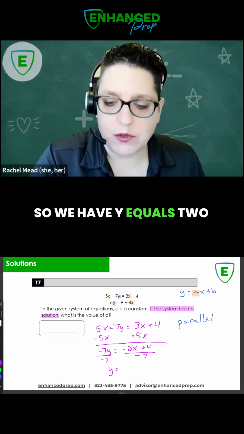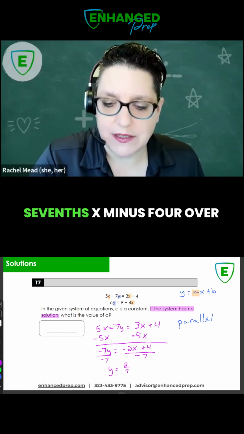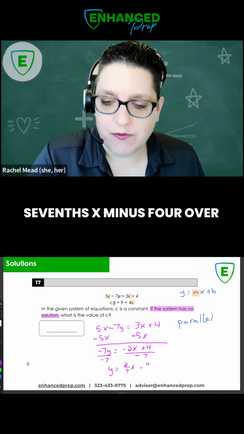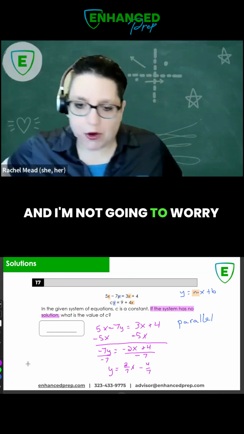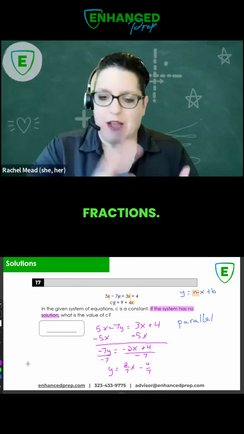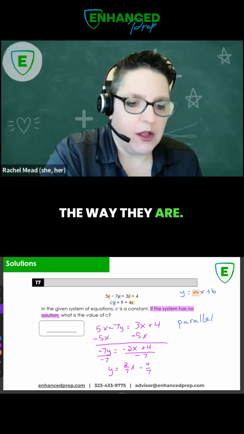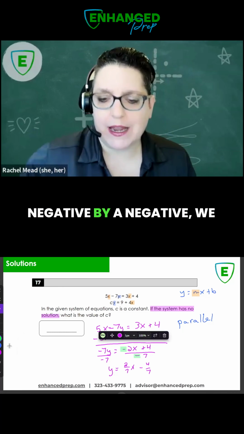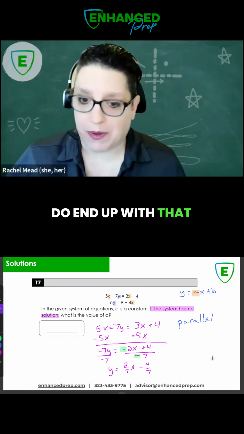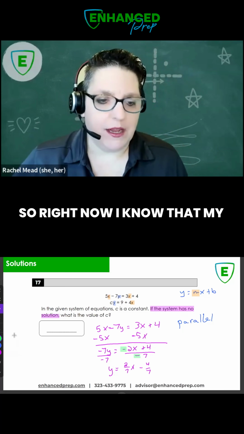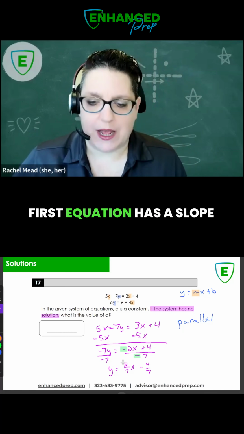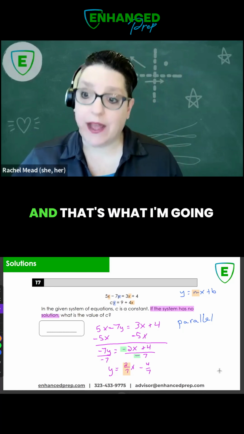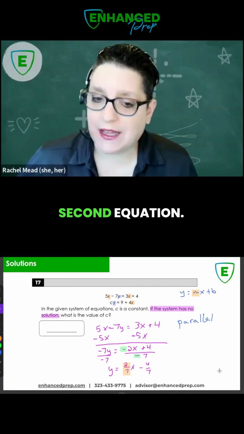So we have y equals 2/7 x minus 4 over 7. And I'm not going to worry about simplifying my fractions. I want to leave them just the way they are. But please remember that when we're dividing a negative by a negative, we do end up with a positive. So right now, I know that my first equation has a slope of 2/7, and that's what I'm going to have to find with my second equation.